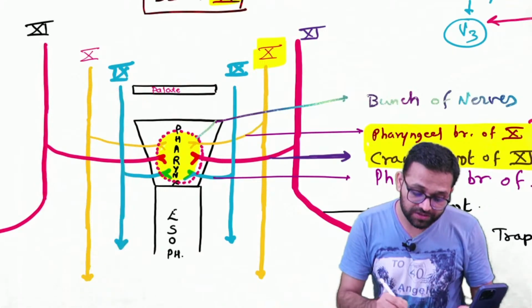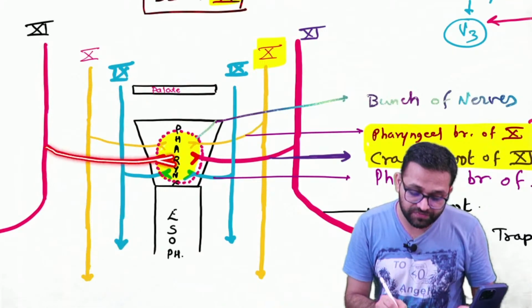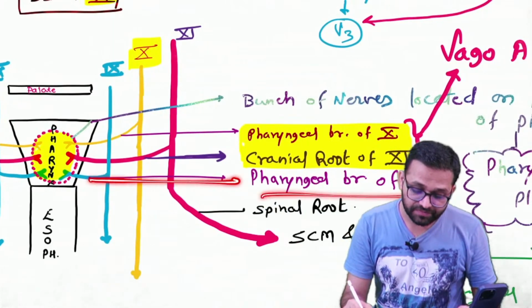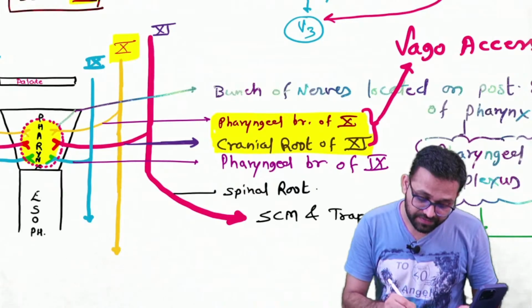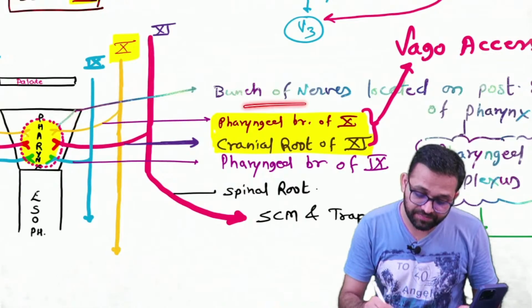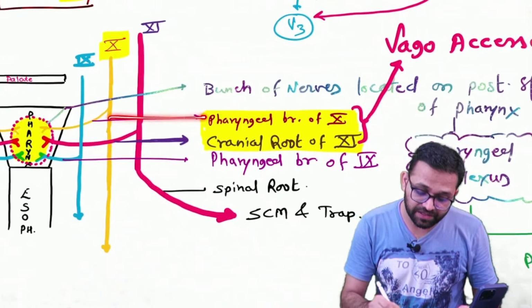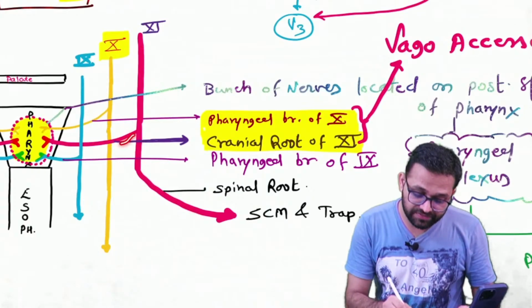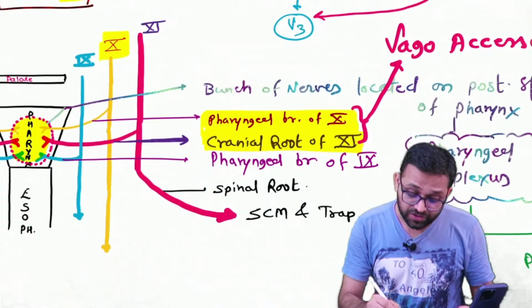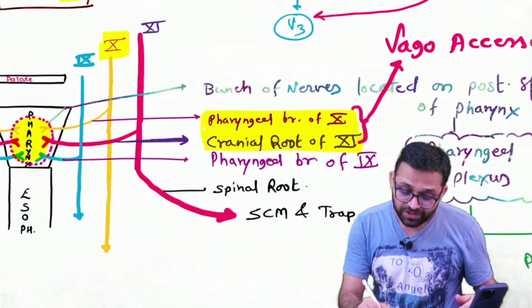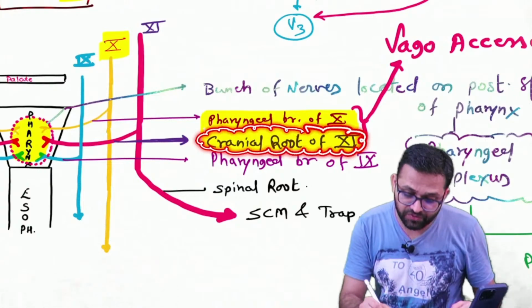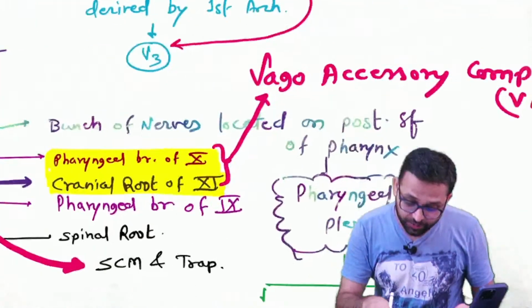So what is happening? The 11th nerve is also giving a branch. Remember, this is the pharyngeal branch of the vagus nerve. Yes, sir, this yellow color is the pharyngeal branch of the vagus nerve. Now there is our 11th nerve. This 11th nerve is giving a branch to the pharynx. So this is within the cranial cavity, so it is known as the cranial root of the 11th nerve. Very important. Catch this point.